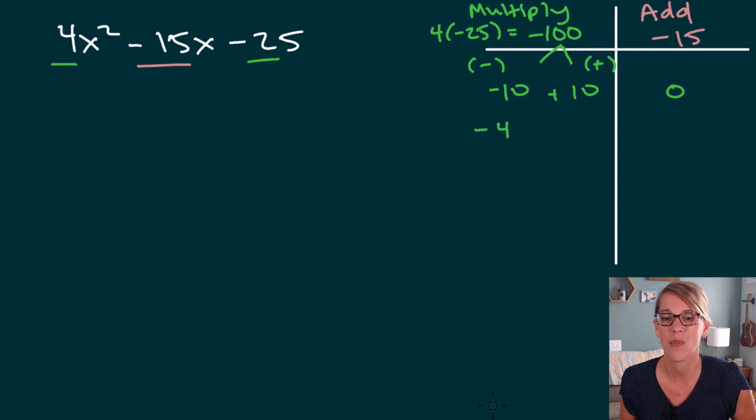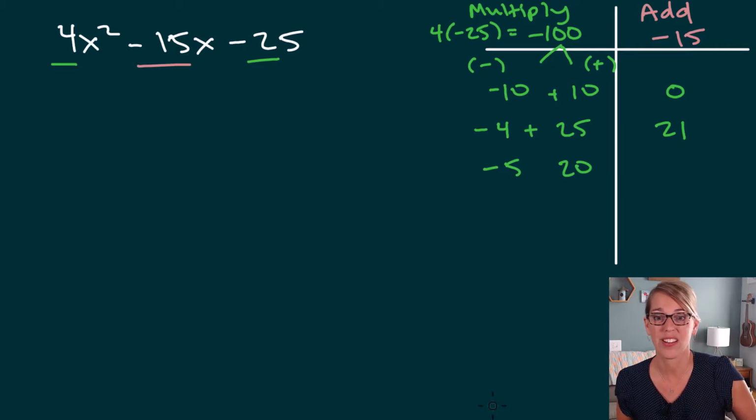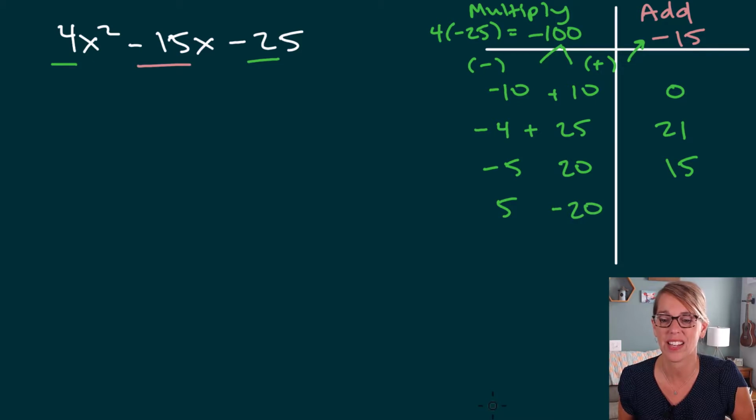How about negative 4 times 25? Again, that multiplies correctly, but if I add those two together, I end up with 21. How about negative 5 and 20? They multiply to be negative 100, but when I add them together, I end up with 15, which is so close. I just wanted negative 15. I just need to switch the sign. So I'm going to use a 5 and a negative 20. That's going to split that middle term into a 5x minus a 20x.